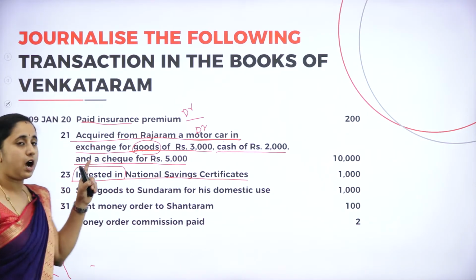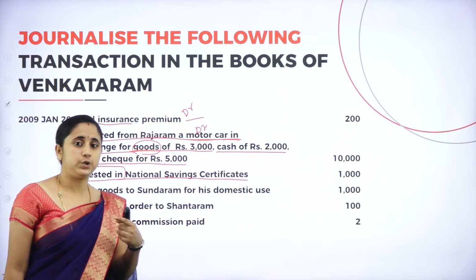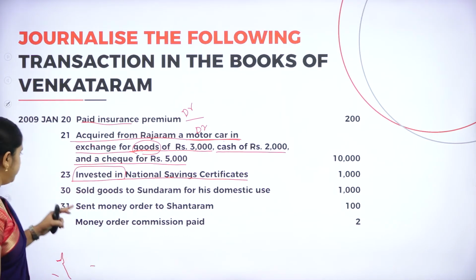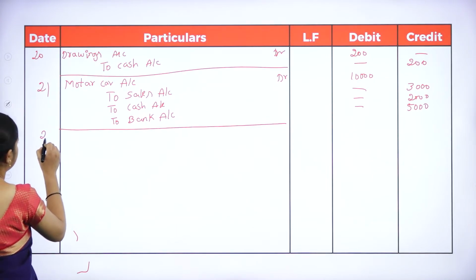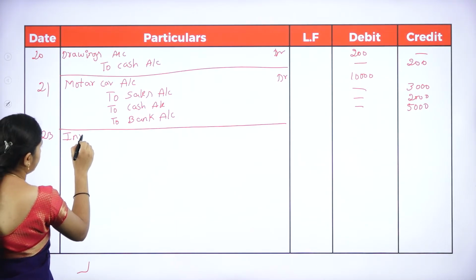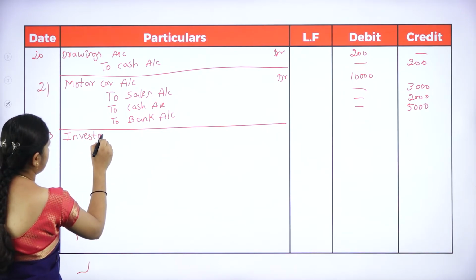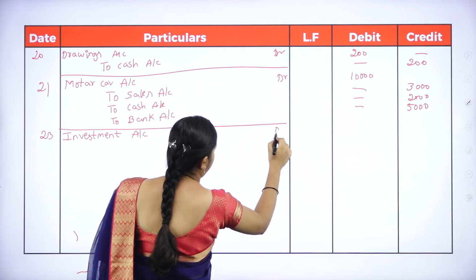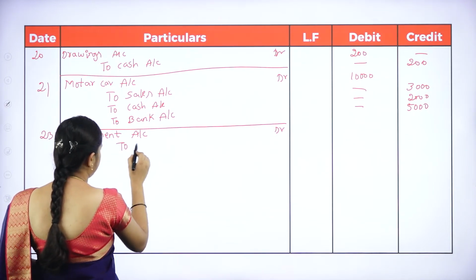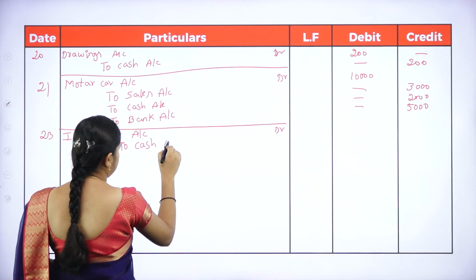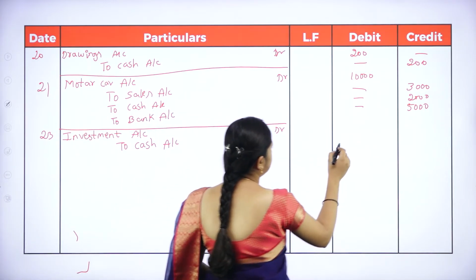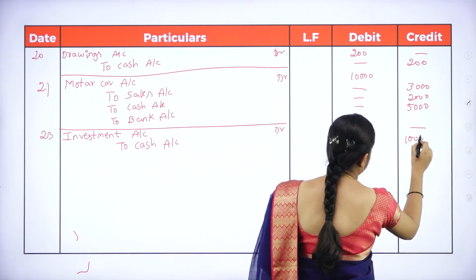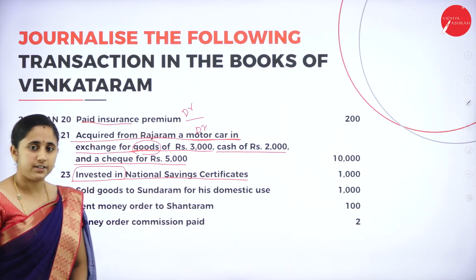So investment account debtor to cash account. When you invest, the cash is going out from the business. So investment account debtor to cash account. On 23rd, investment account debtor to cash account of rupees 1,000. Being invested in National Savings Certificate.